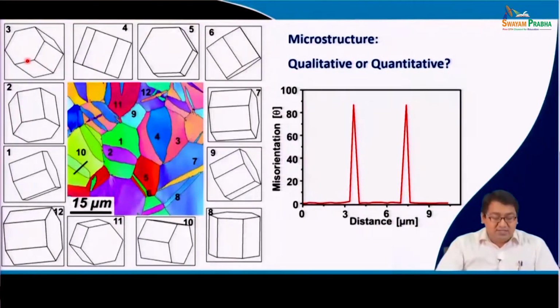On the other hand, you see a line has been drawn in grain number 10 and we have measured the misorientation between these grain boundaries, and we have found that the misorientation is nearly 85 degrees, and you see that we can even find out the size of the grain in between them.